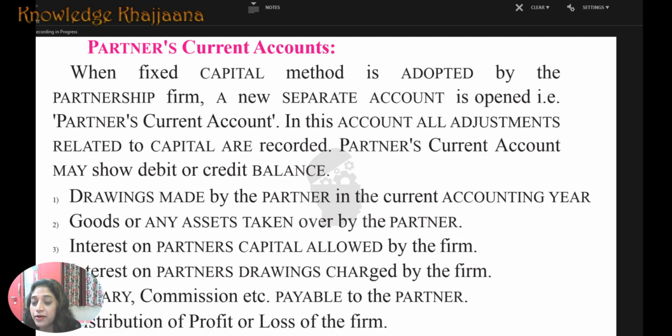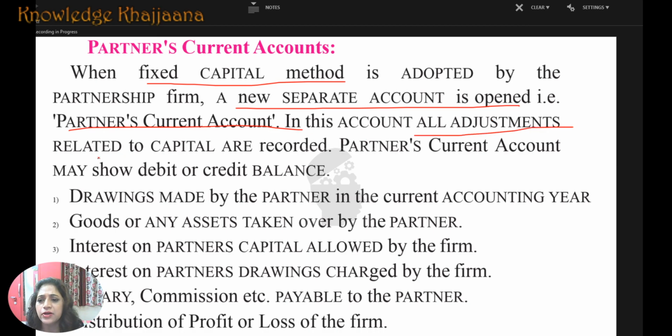Now let's see the partners' current account. When the fixed capital method is adopted by the partnership firm, day-to-day entries cannot be done. So a new separate account is opened, that is, the partner's current account. In this account, all the other adjustment-related entries to the capital account are entered. All the remaining entries are recorded.